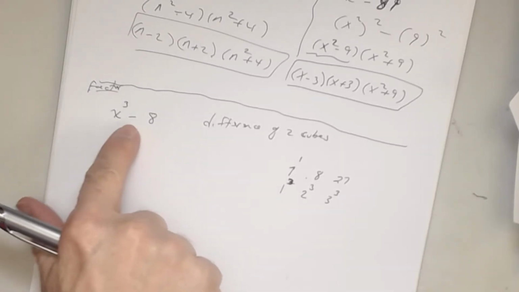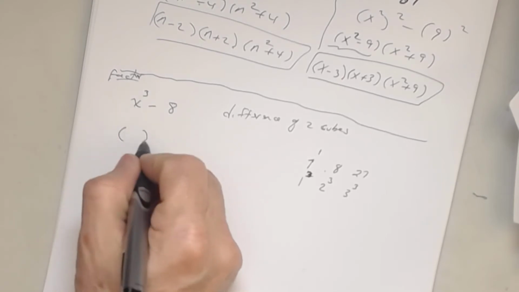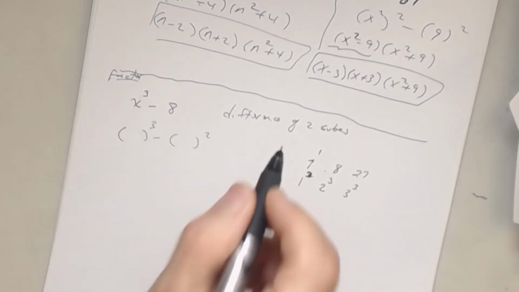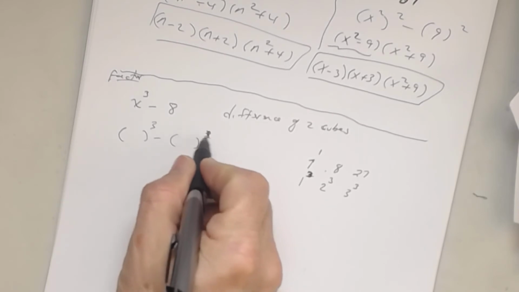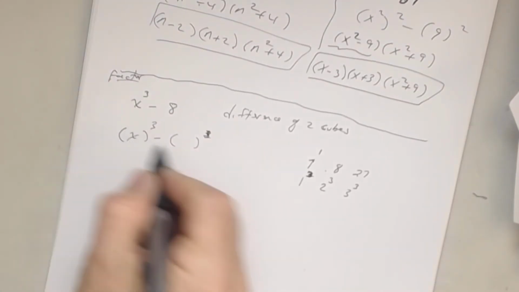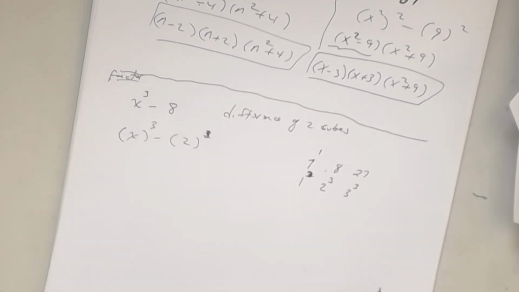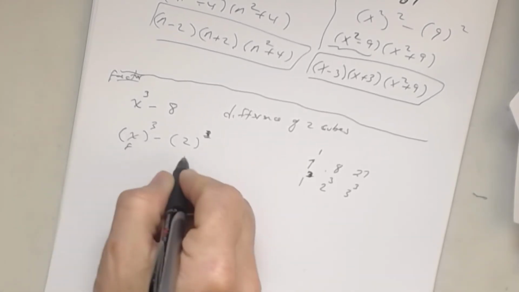So you want to see this is the difference of 2 cubes. So again, just like we were doing with the difference of 2 squares, in your mind you're doing this instead. Not to the second power, but to the what? Third power. So what's going to go inside that first parentheses? X. What's going to go inside that second parentheses? 2. Okay, good. So this is my F, this is my L.